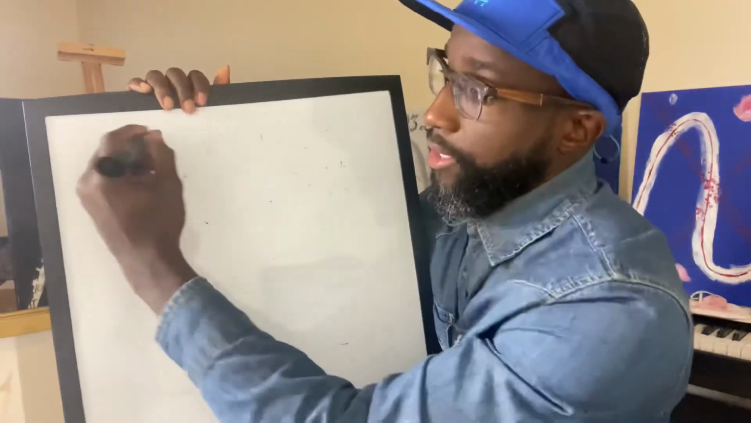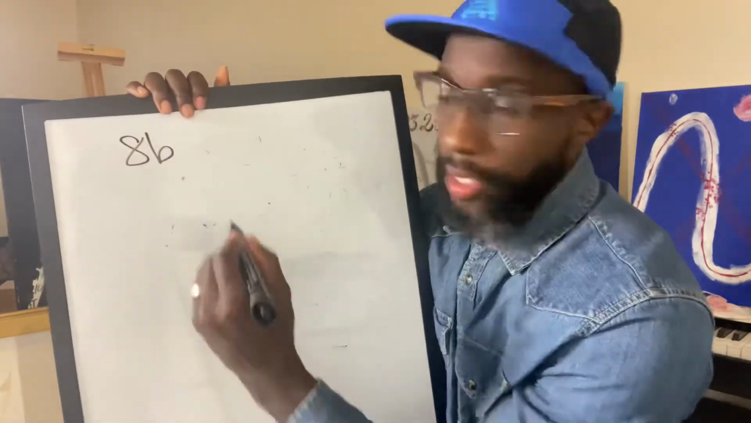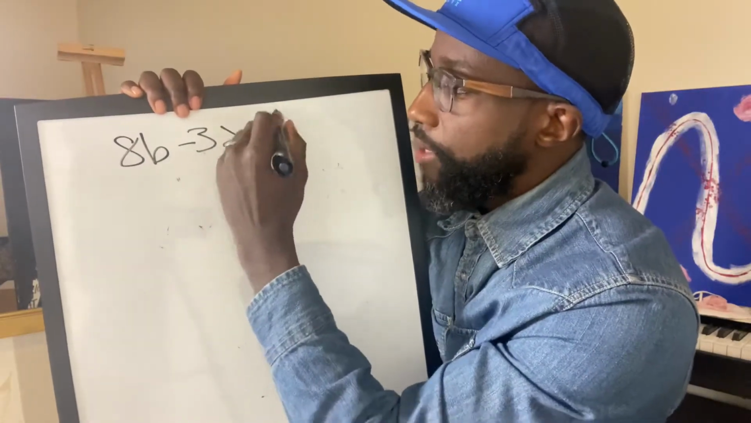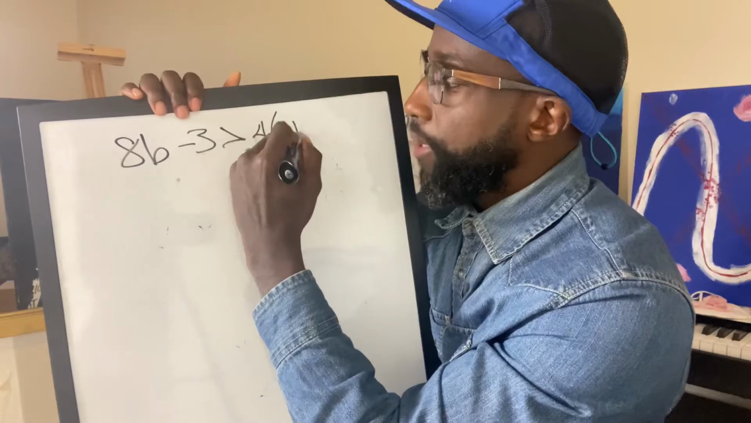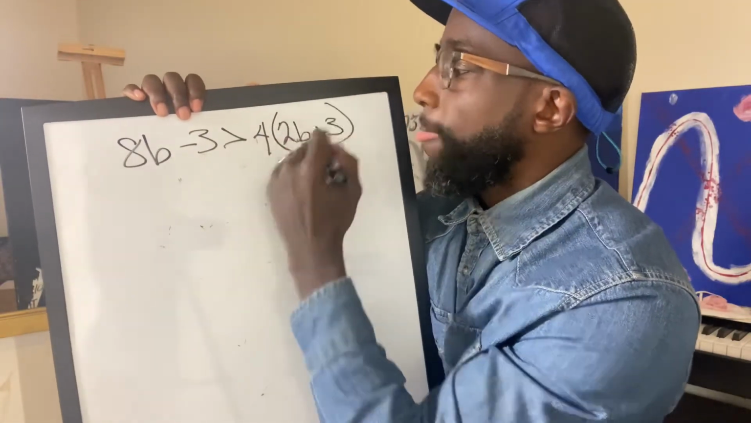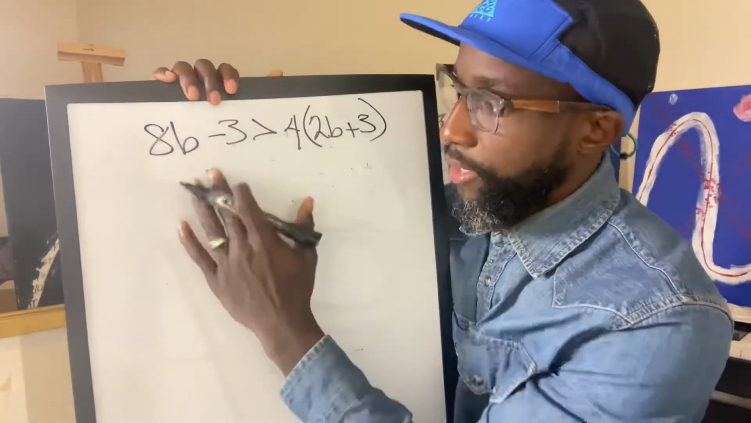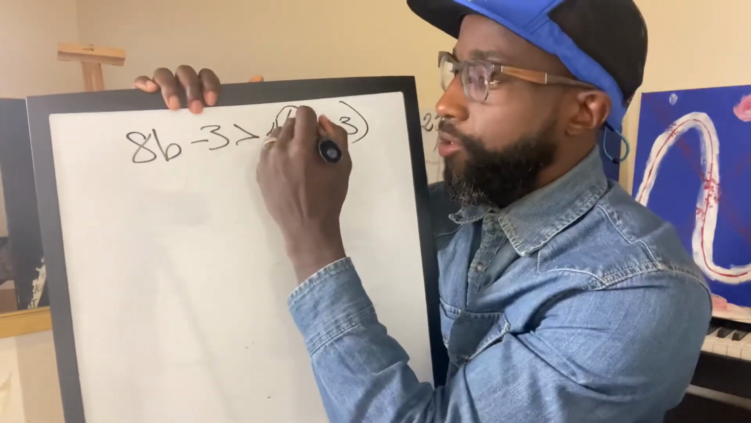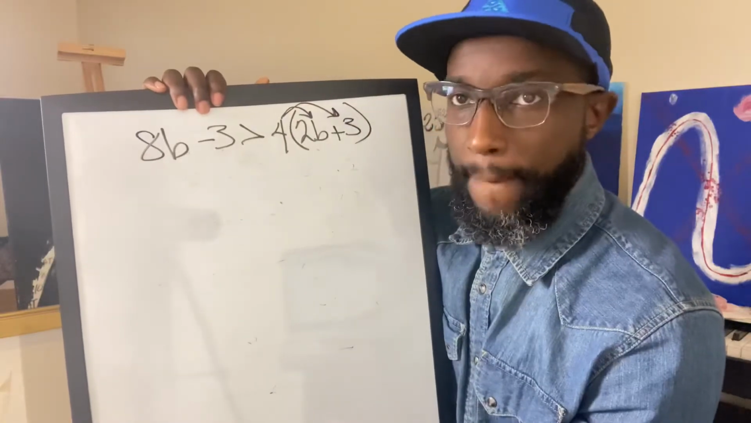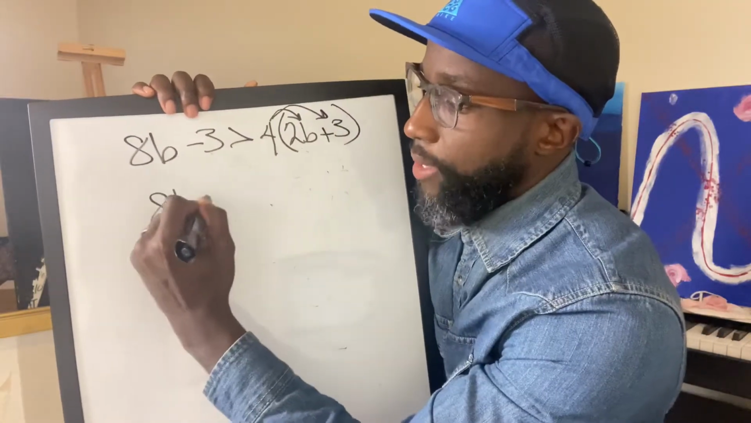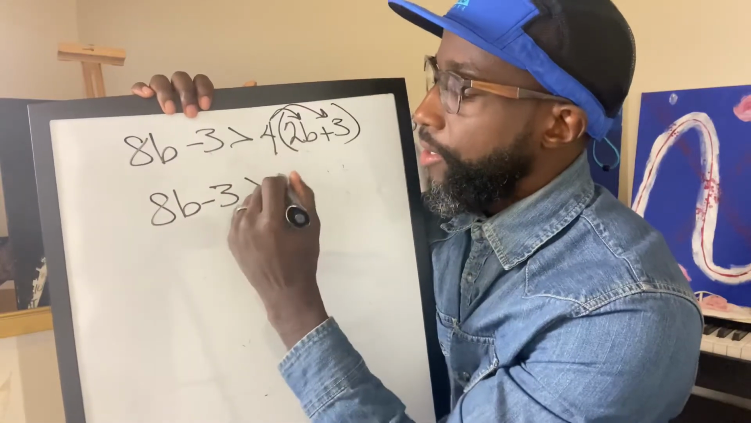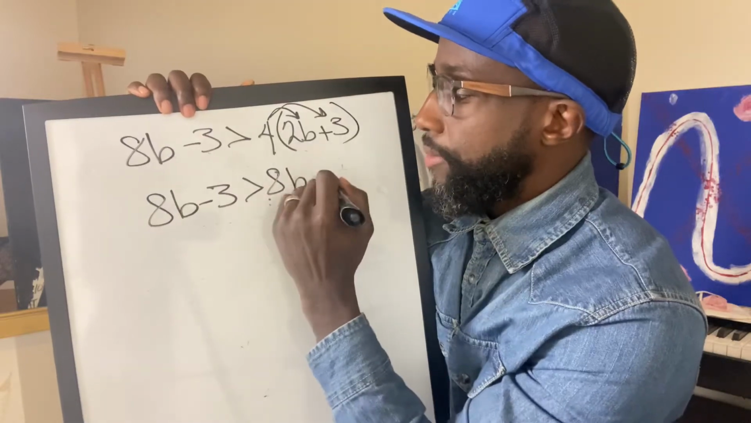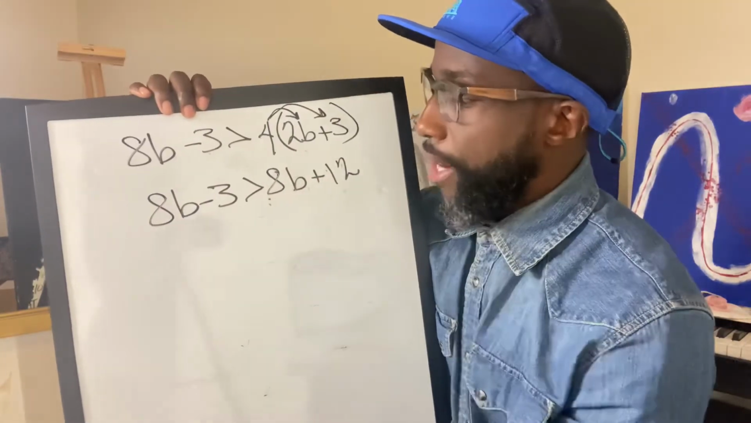All right, let's look at this example here. So it says 8b minus 3 is greater than 4 times the quantity of 2b plus 3. Right? The first thing you want to do here is let's get rid of these parentheses. So we need to distribute this 4 to everything in the parentheses, right? So let's rewrite it. 8b minus 3 is greater than 4 times 2, which is 8b, and then 4 times 3, which is 12, right?